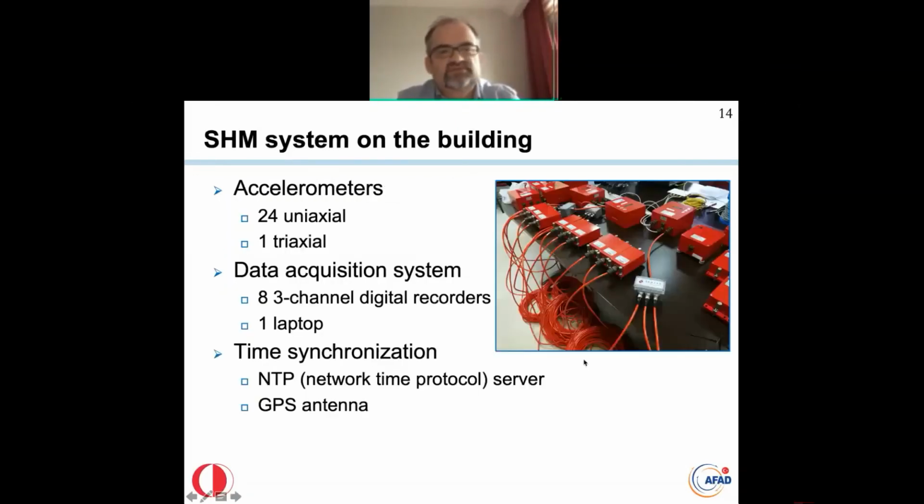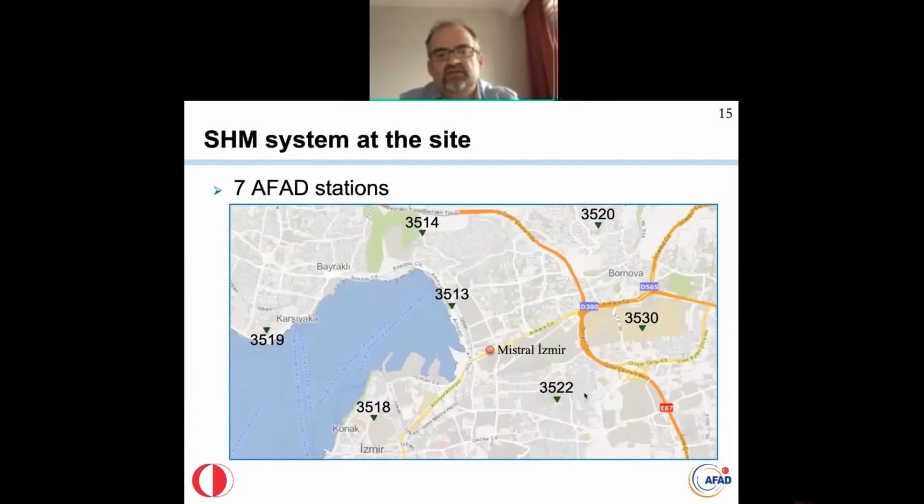The health monitoring system on the building is 4 uniaxial accelerometers and the triaxial accelerometer. And there are 7 strong motion stations in the vicinity of the building.